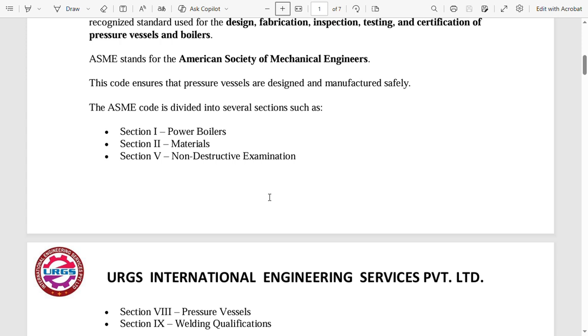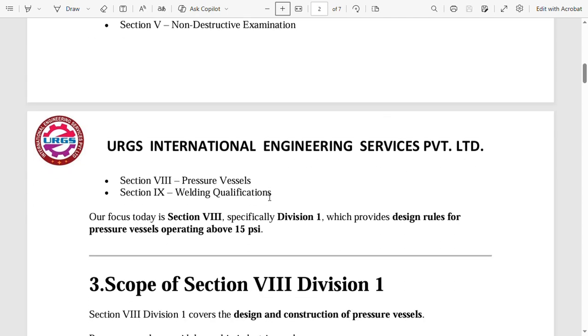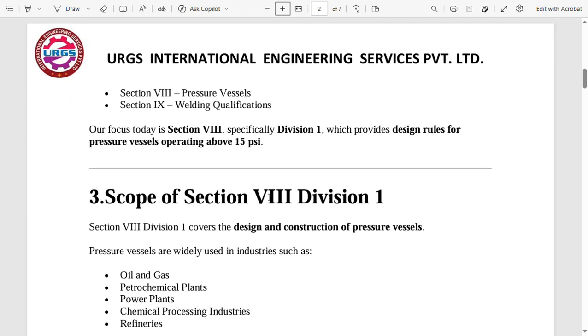The ASME code is divided into several sections such as Section 1 Power Boilers, Section 2 Materials, Section 5 Non-Destructive Examinations, Section 8 Pressure Vessels, Section 9 Welding Qualifications. Our focus today is Section 8, specifically Division 1, which provides design rules for pressure vessels operating above 15 psi.